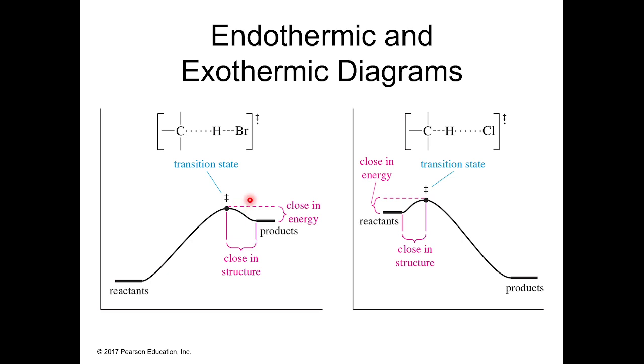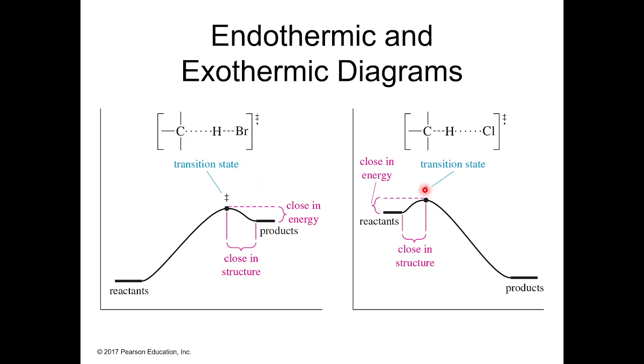Okay, so in the Hammond postulate, the energy difference between the transition state and the products is closer. And so look and see how this hydrogen is closer to the bromine, right? It looks like it's completing that bromine-hydrogen bond, doesn't it? And then we have a larger separation between the hydrogen and carbon. That's the Hammond postulate. It looks more like the product, right?